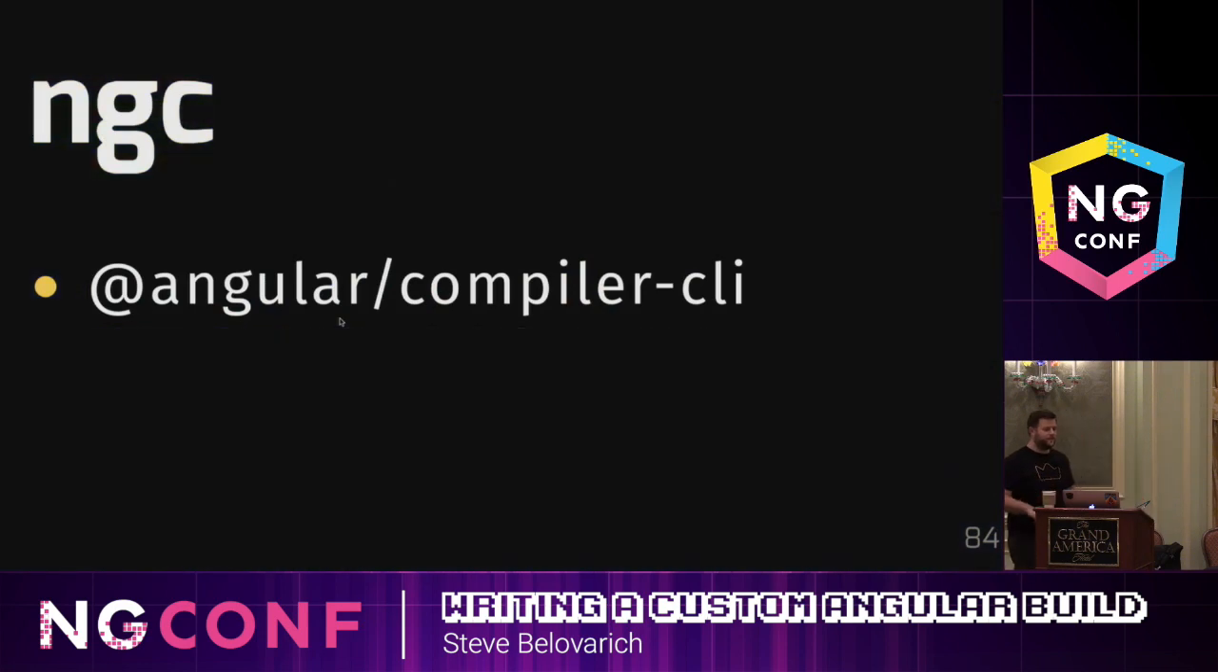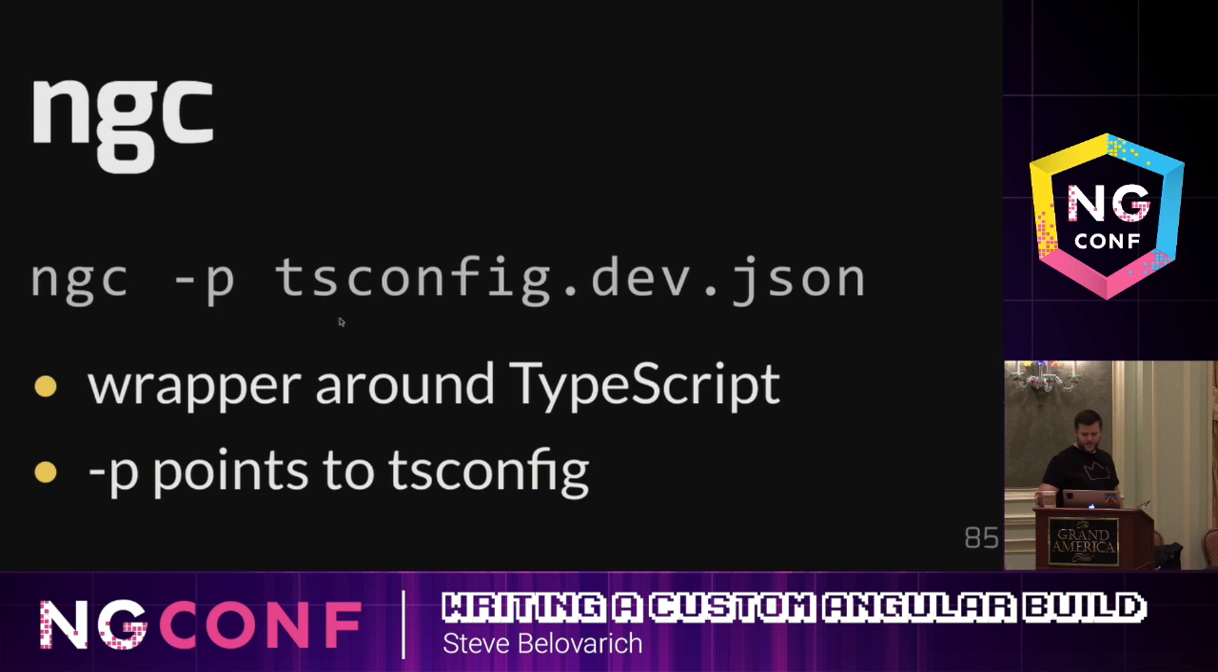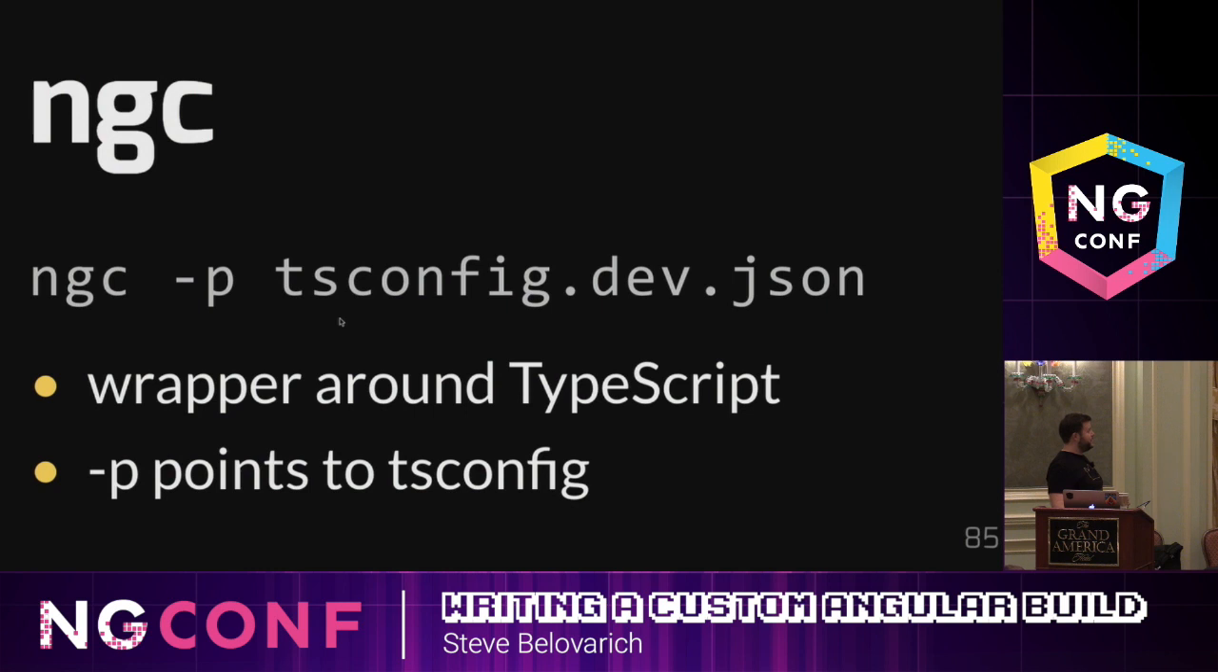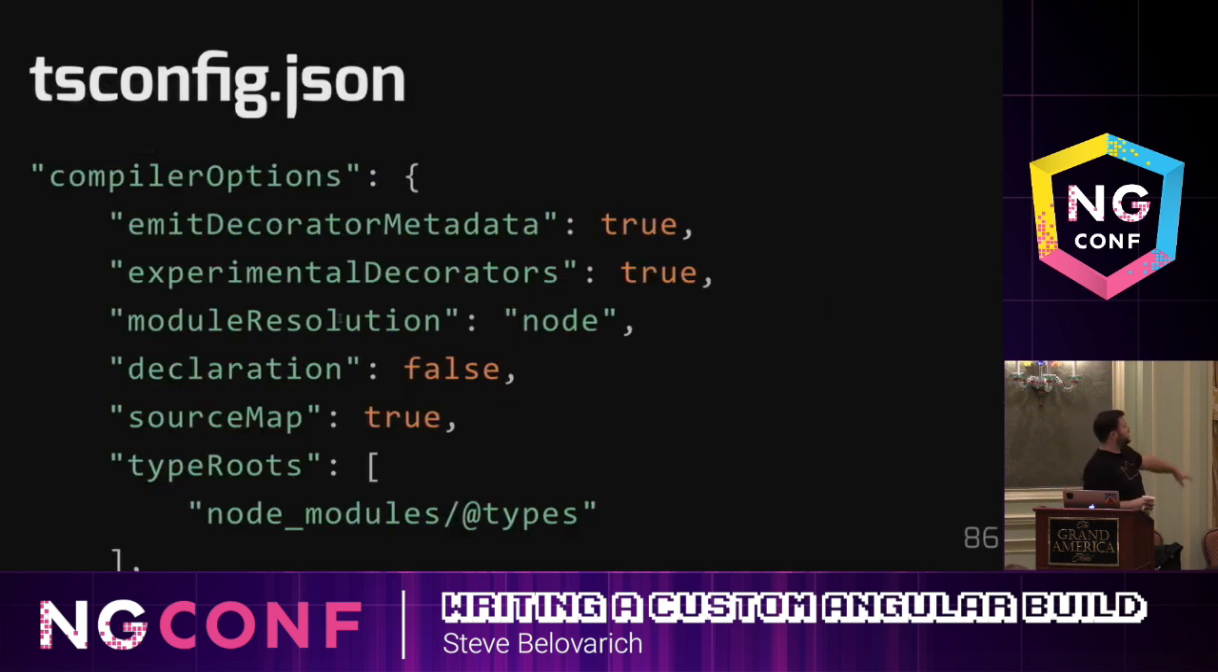We're going to rely on this package, the compiler CLI. The CLI for the ahead of time compiler looks something like this. We can use the ngc command, not to be confused with our CLI ngs, with the p flag, and we can point ngc to a tsconfig. ngc is just a wrapper around TypeScript, and the p argument will point us to a tsconfig. Notice how it's the tsconfig.dev.json.